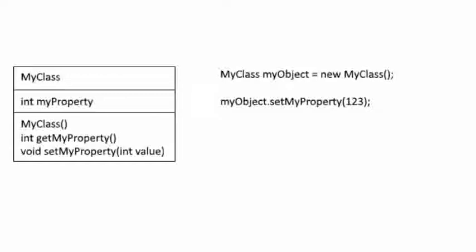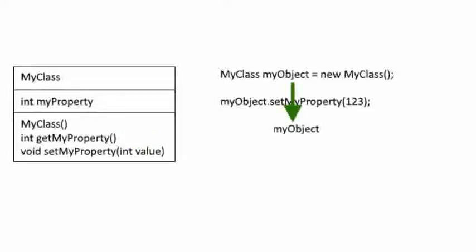Let's now write the code to find a method to get the value of myProperty. Let's use the UML-Like diagram to find such a method. We have 3 methods to choose from. The constructor does not get the value of myProperty. The method getMyProperty does get the value of myProperty. We will use this method.